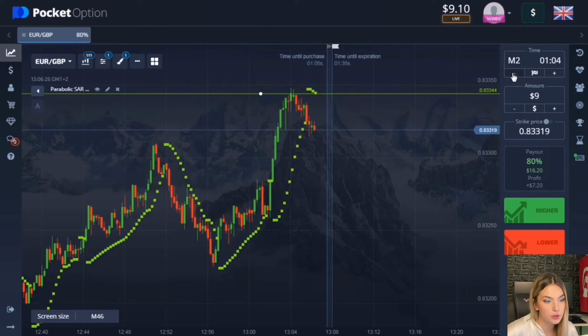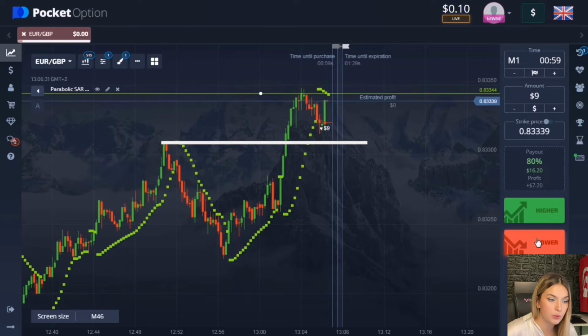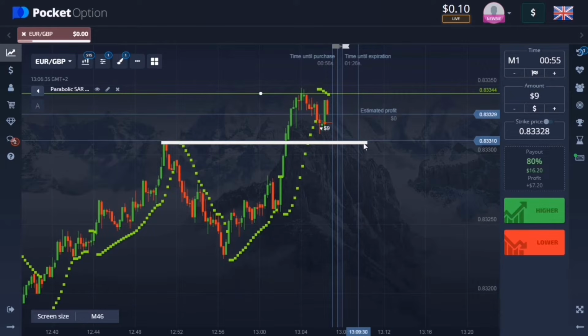I think that in this situation the price will continue to roll back to the internal support level, and in this situation 1 minute will be quite enough. So guys, let's wait for the end of our deal.